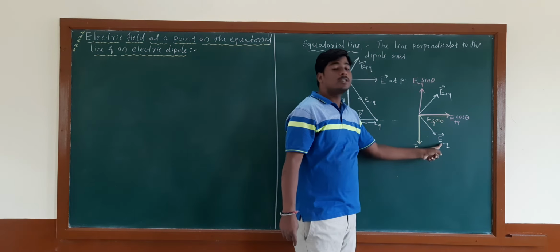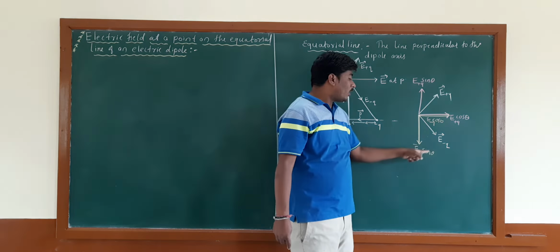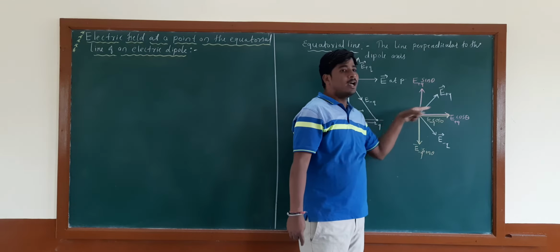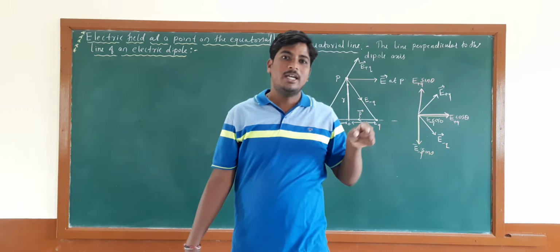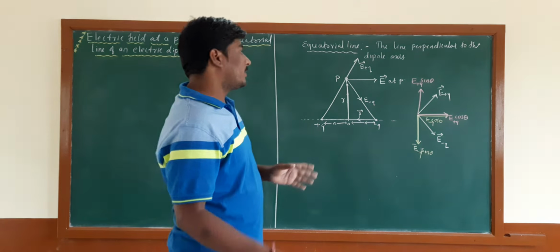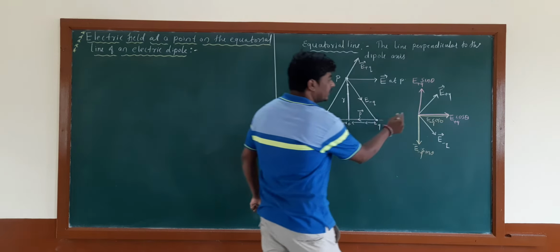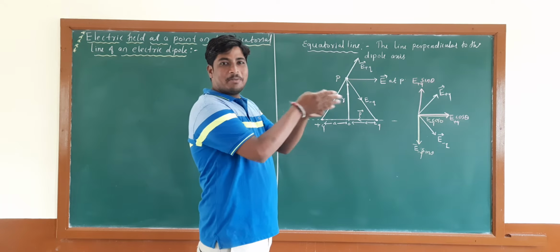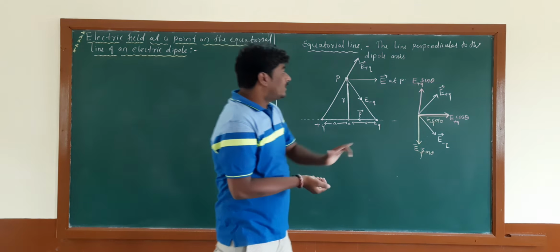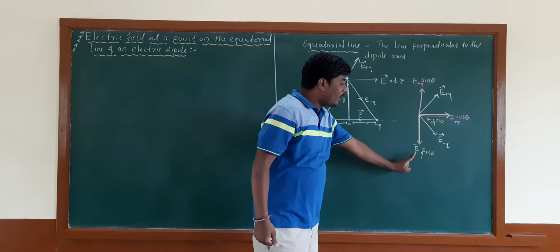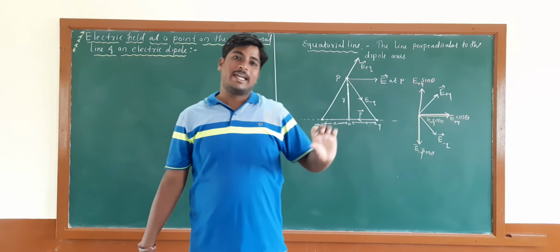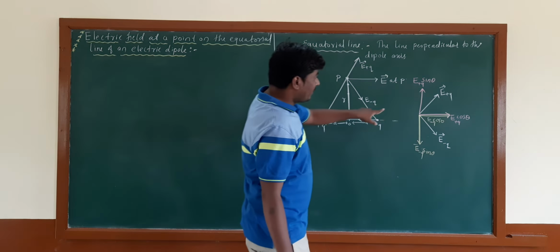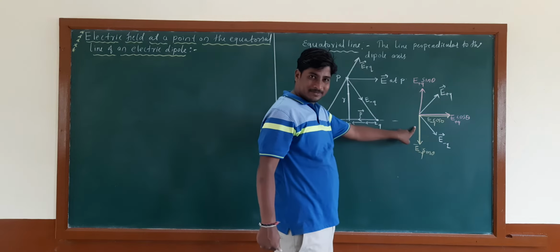This E minus Q is also resolved, E minus Q sin theta in the vertical direction downwardly, and E minus Q cos theta along the horizontal, in the same direction as that of the E plus Q. So these two get added because they are in the same direction. But these two, E plus Q sin theta and E minus Q sin theta, get cancelled. Why? Because they act on the same line.